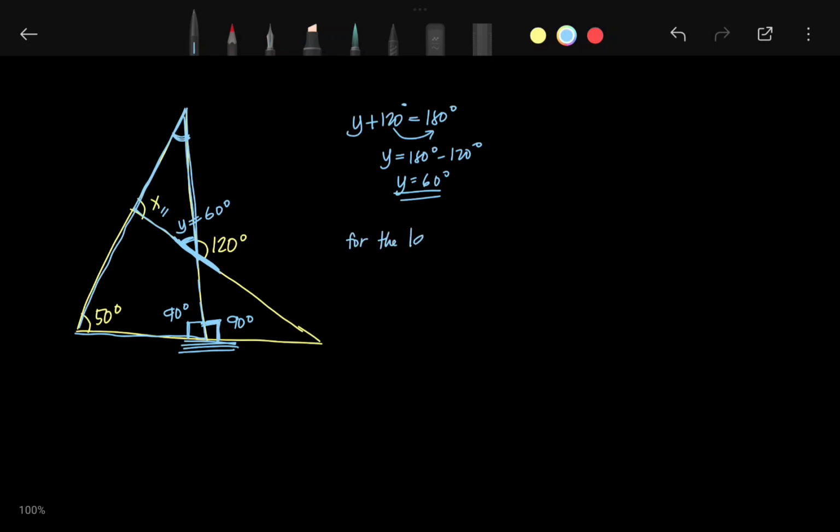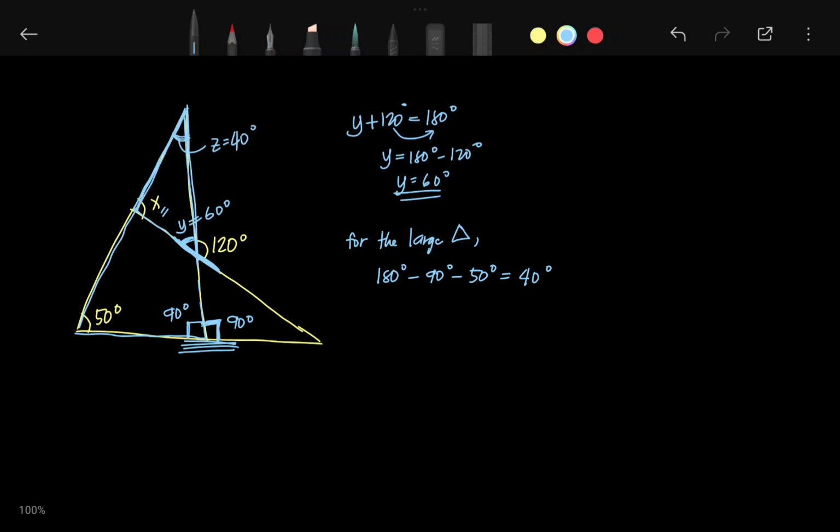So, for the large triangle, 180, ang total nila, minus ang 90 na nalaman natin na, minus ang 50 na nalaman natin na, they should be equal to this unknown na tinawag ko z. So, that's 180 minus 90 minus 50 is equal to 40 degrees. So, this is 40 degrees ang z.